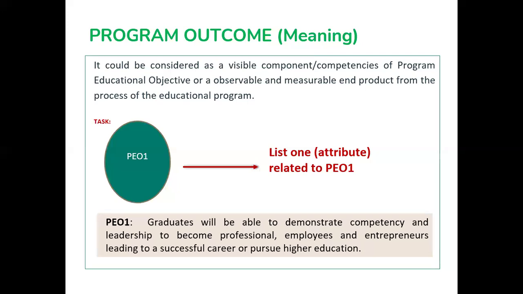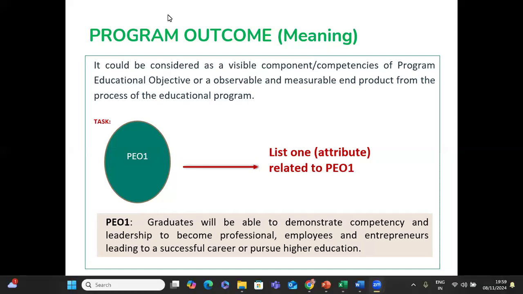So from here, we can say, for example, can you list one of the attributes required to become a professional or an employee or an entrepreneur? Or if you consider this PEO, can you suggest an attribute, a graduate attribute?